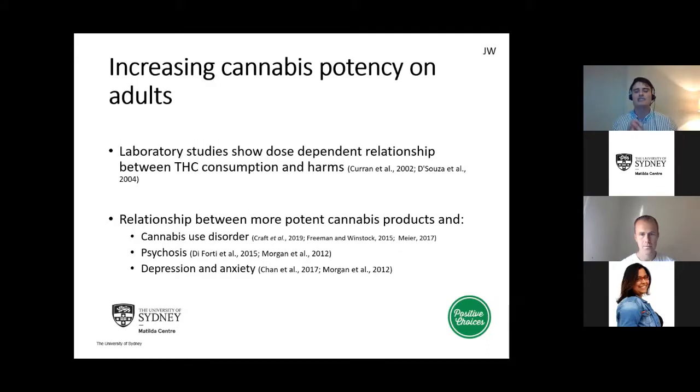So much of the evidence looking at the impact of cannabis potency on health outcomes is in adults. If we look inside the lab, we can see that studies show a dose-dependent relationship between THC consumption and harms, such as cognitive impairment, anxiety, and psychotic-like symptoms. If we look at observational studies, we can see that these effects persist beyond acute intoxication, where those using more potent cannabis products are more likely to have cannabis use disorder, psychotic conditions, and depression and anxiety.